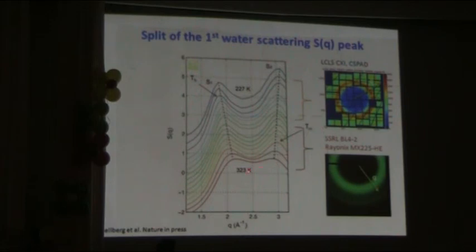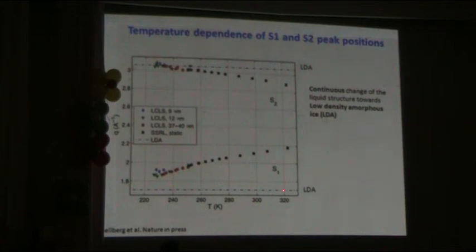Here is the full temperature series. In this region, at the higher temperatures, we have synchrotron data where we can measure the temperature. Here we have the droplets, and here we have an overlapping region where we have data both from droplets and from the synchrotron, so we have a very good overlap. We have a continuous development of the peaks. They become sharper and sharper, and they separate from each other. These two peaks we call S1 and S2. We can plot their position as a function of temperature, and we have a continuous development of the liquid structure towards that of low-density amorphous ice.